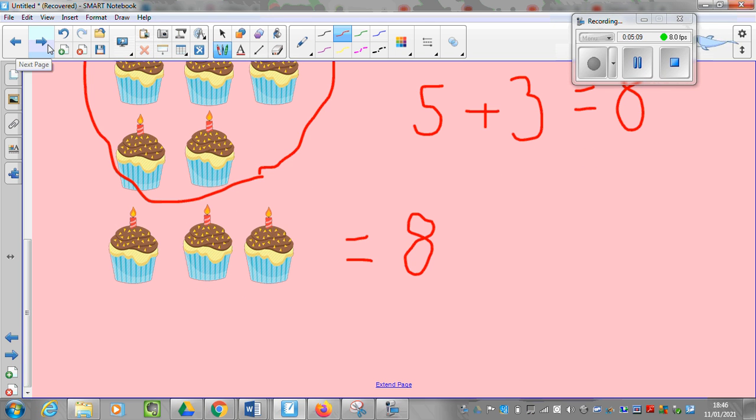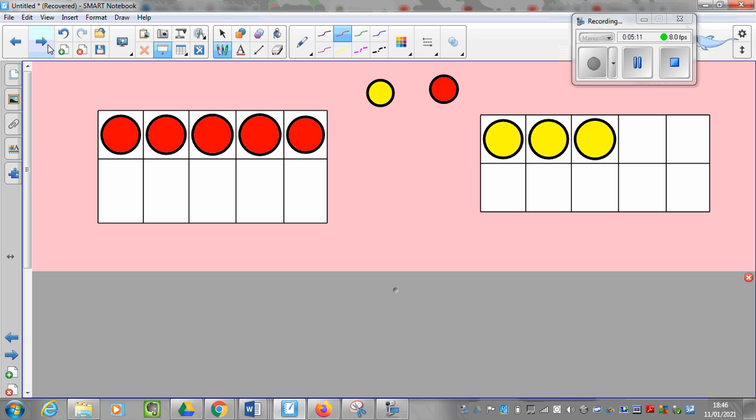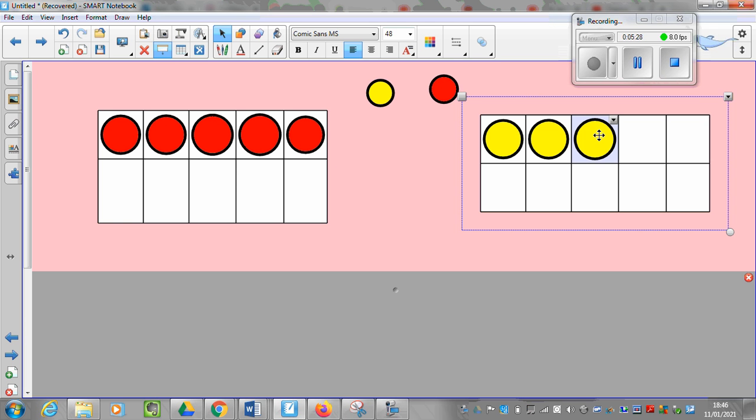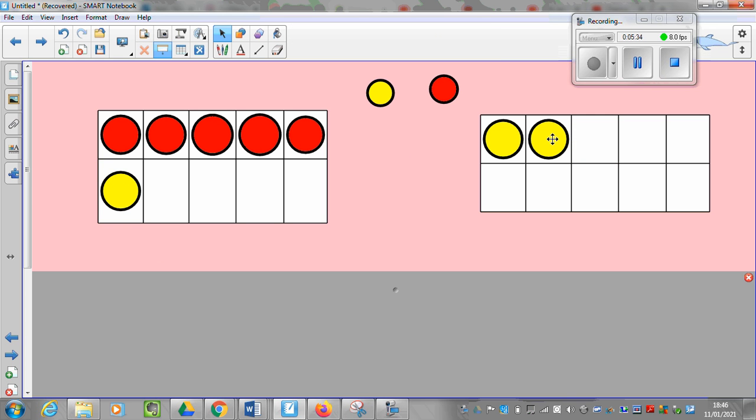Fabulous. Now let's look at that on our tens frames then. So we've got 5 cakes over here. This is Mrs. Sweeney's cakes. And then my cakes are these 3 yellow ones over here. And what I'm going to do is I'm going to take my 3 cakes, because they're no longer mine, I'm adding them into Mrs. Sweeney's cakes over here. So I'm going to take this one and I'm going to drag it over here, fill from the left. I'm just going to get rid of that one so I don't forget that I've already moved it over.